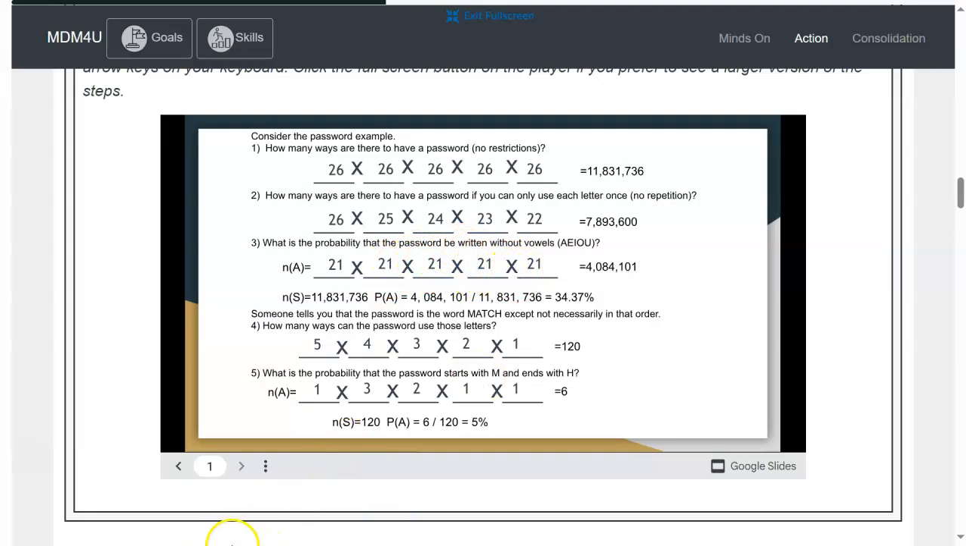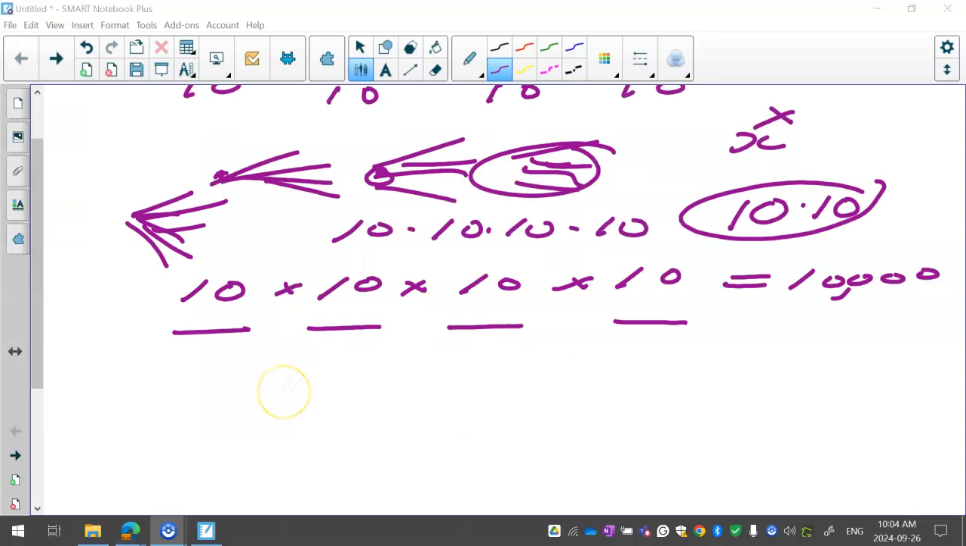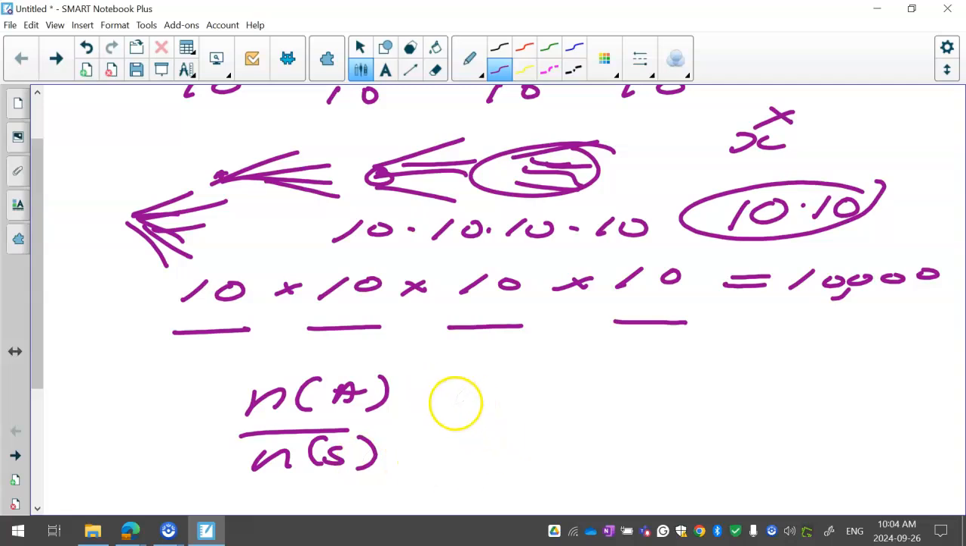So to get probability, remember, when we do probability of any sort, you need a fraction, right? The fraction has the numerator on top and the denominator on the bottom. That's how fractions work. On the top, what I like to call it is the number of successes, or NA, and on the bottom is NS, or the total number. So I always think of this as success, and on the bottom, total.